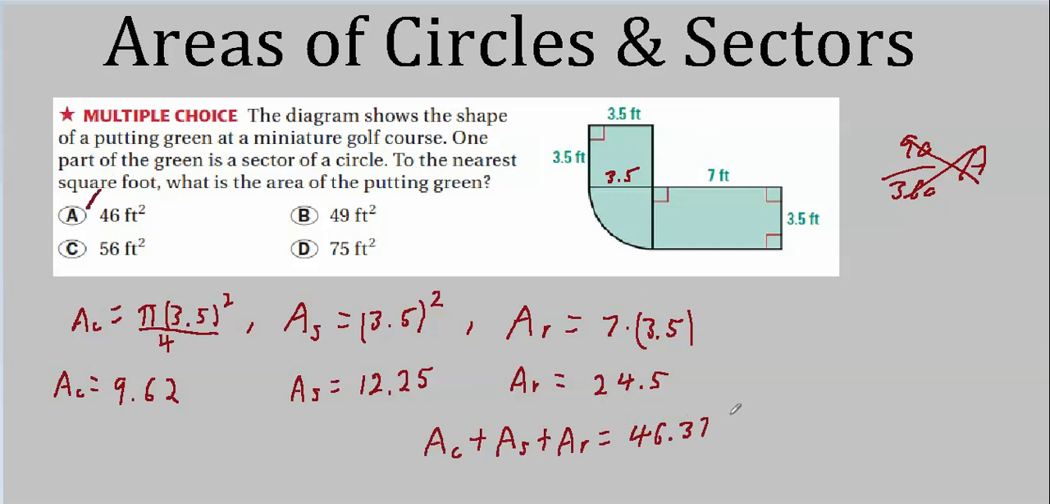And that, of course, is supposed to be feet squared, because they gave us all our dimensions in feet. So that was really, it took a while, but it was really pretty easy. You just had to take the area of the square, 1/4 of the area of a circle, and the area of the rectangle.